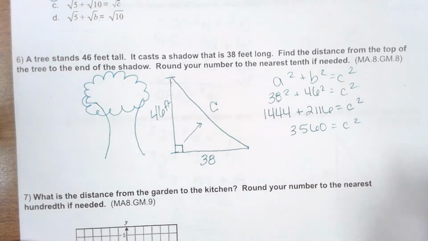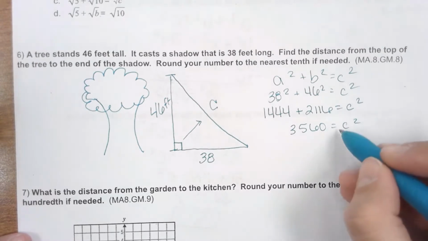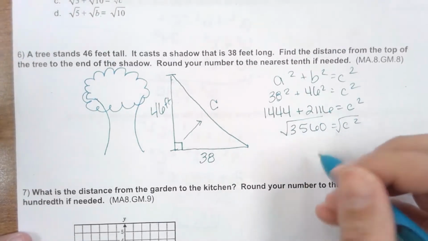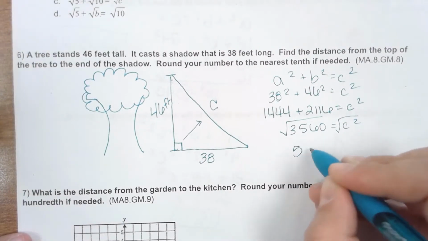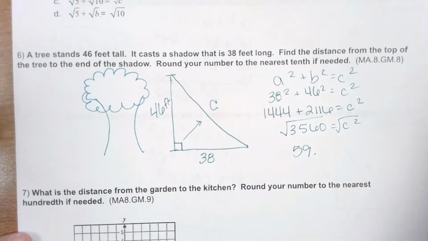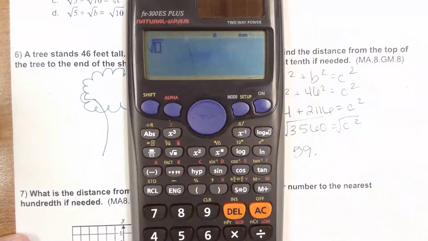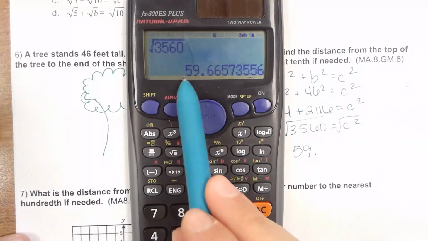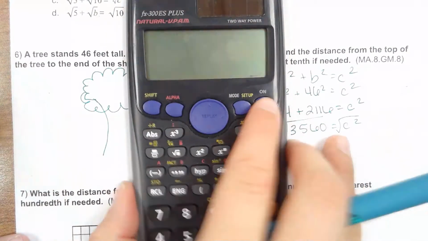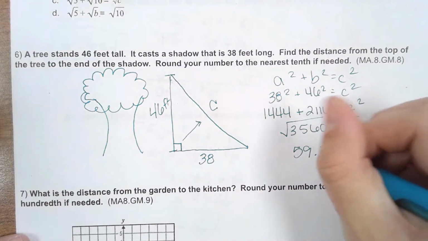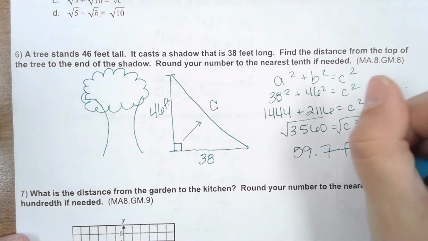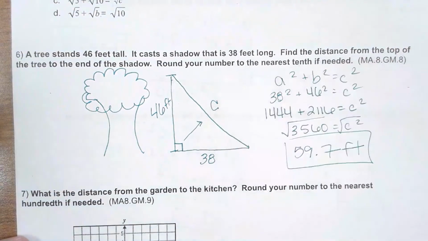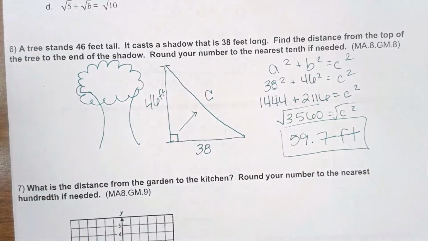And then your last step to get c by itself is to square root both sides. So you get 59 point something, round to the nearest tenth. We would get 59.7. And this is a word problem, so make sure you label your answer. So 59.7 feet.